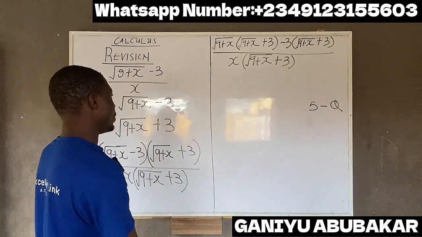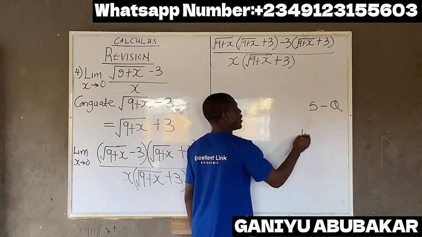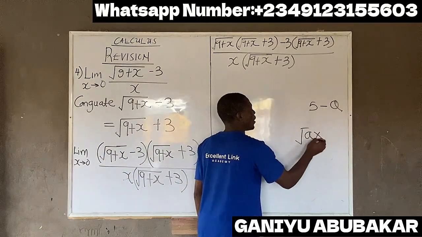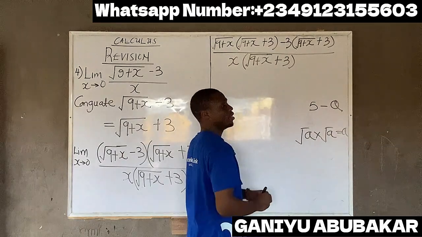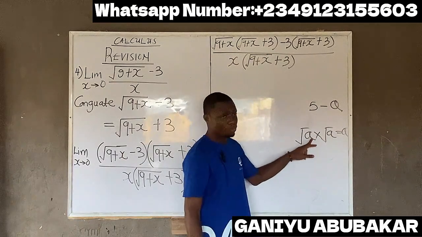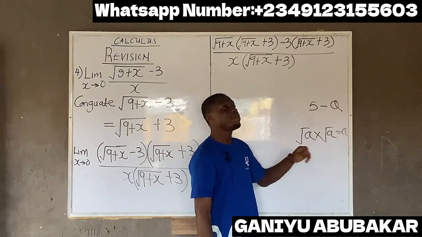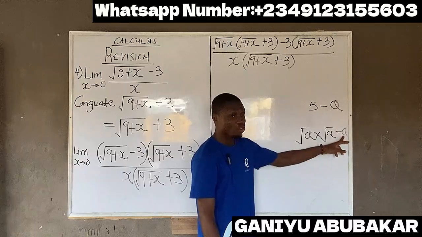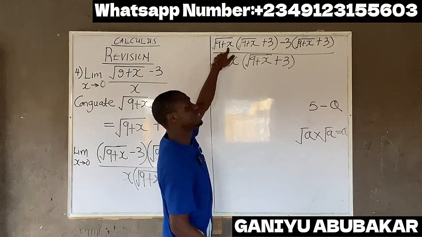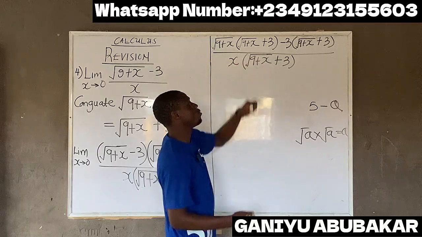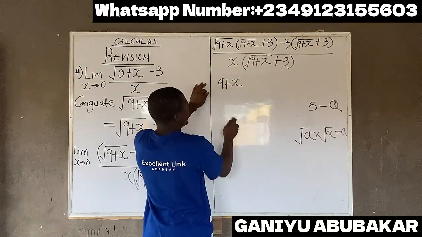All right, at this junction here, I'll multiply. Please don't forget the idea of surds. If I have root a multiplying root a, my answer is a. I'm saying if I have root of something multiplying root of that same stuff, my answer becomes that stuff. So if I have root 9 plus x multiplying root 9 plus x, my answer becomes 9 plus x.